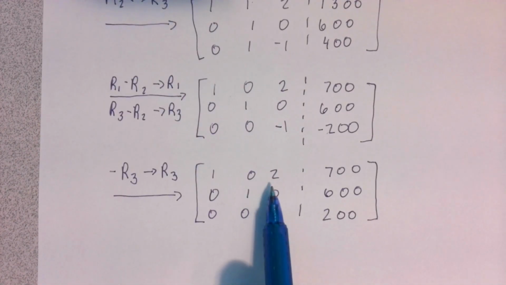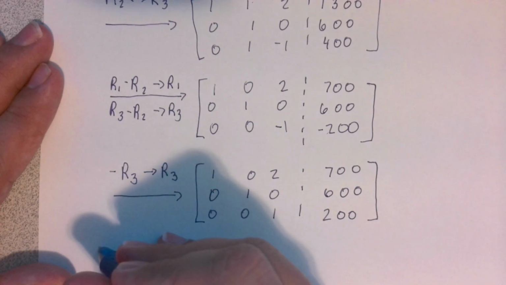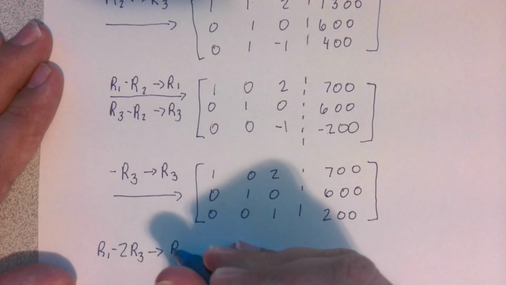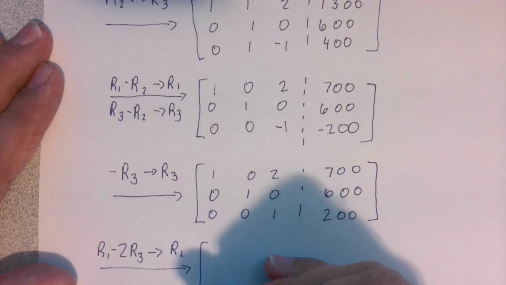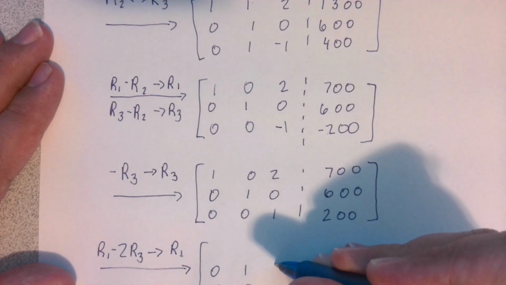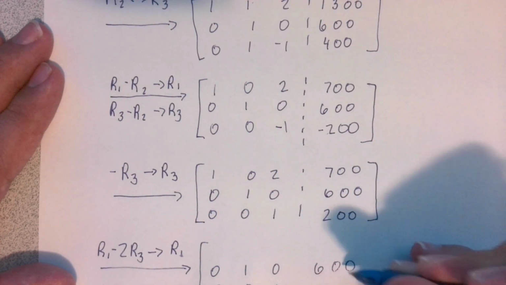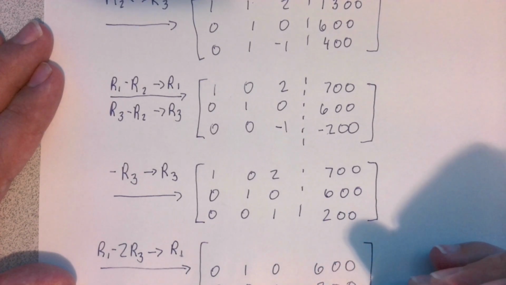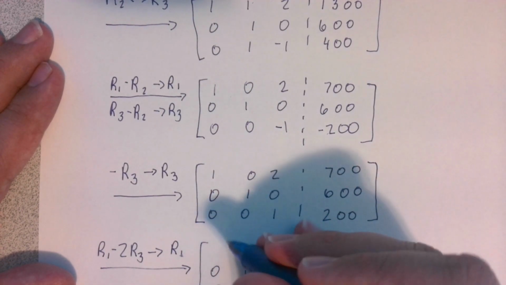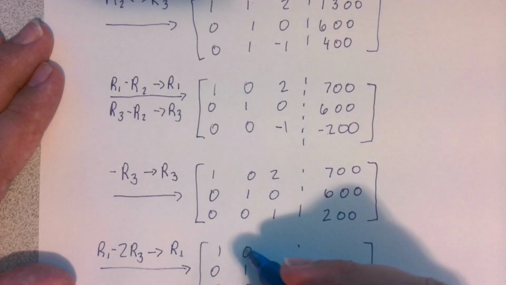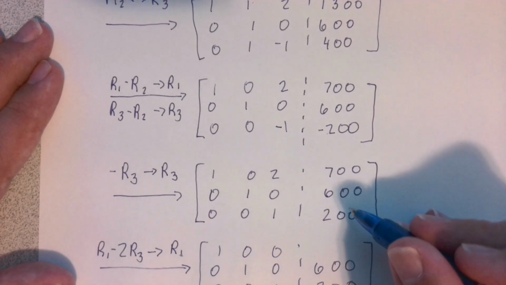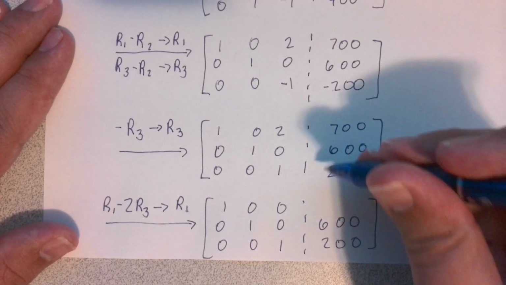Then last but not least, we have to make this 2 a 0. So that's row 1 minus 2 row 3, replace row 1. So we get row 2 and row 3 do not change. Okay, so 1 minus 2 times 0 is 1. 0 minus 2 times 0 is 0. 2 minus 2 times 1 is 0. 700 minus 2 times 200 is 300.